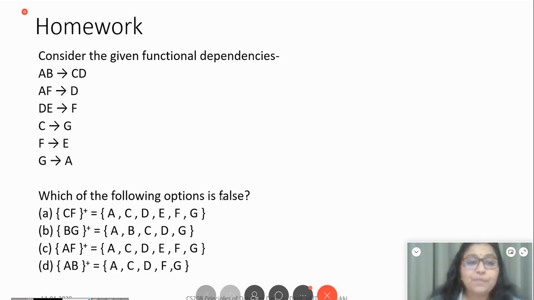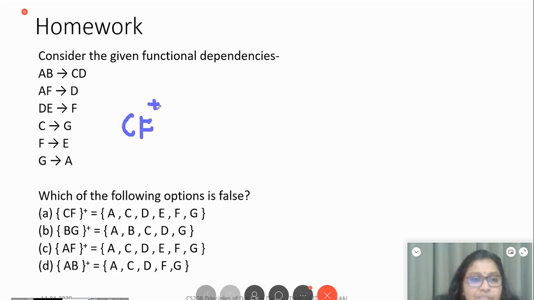Yeah, so which of the following options is false? Okay, so you can see attribute closure is what is asked here. So option A is the closure of the attribute set CF. What is the closure of CF? In it, obviously C and F will be there. I will do one and show you. The rest 3 you can do at home, homework, okay? So the attribute closure of CF.